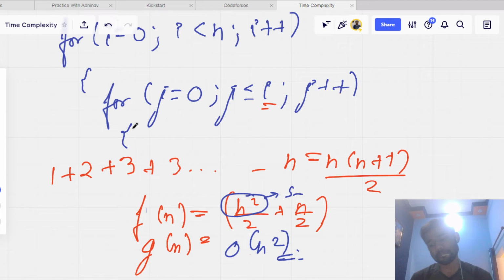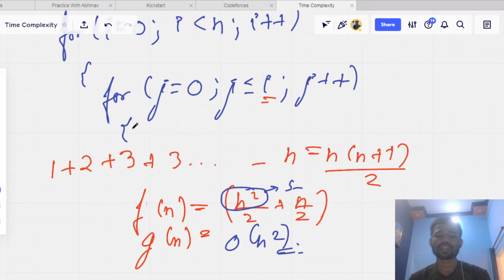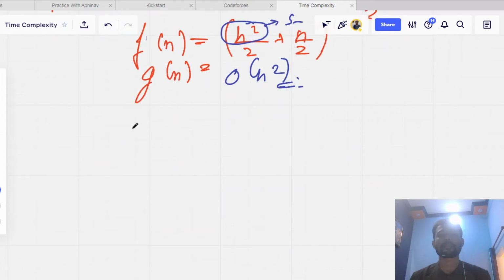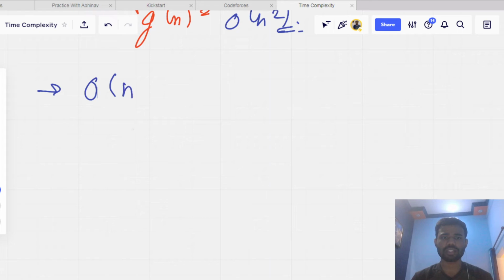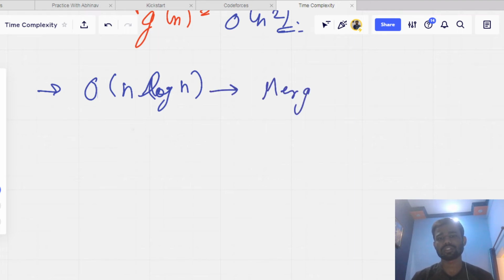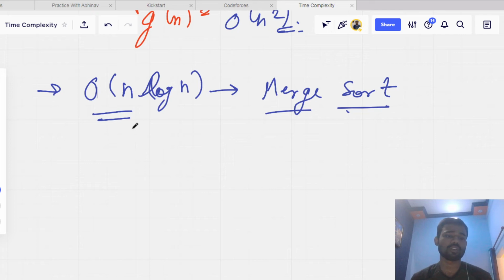Okay, this is basically the case. Now we will discuss some other time complexities also. A very common case is O(n log n). This is also an example of time complexity. A very great example of this is merge sort, the sorting technique which we use in our programs, whose time complexity is O(n log n).